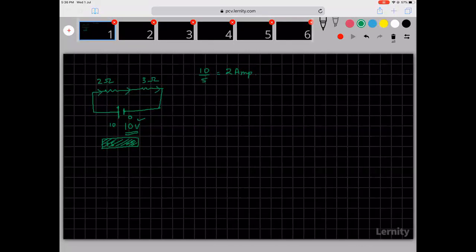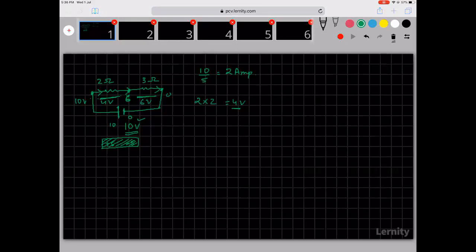Now, if 2 ampere current passes through this, here there will be a potential drop. So that potential drop will be 2 into 2, I into R. So that will be 4 volts. This point here is connected to this, so it is 10 volt. Now here there is a potential drop of 4 volt. So this will become 6 volt. This will become 0. So here there is a potential drop of 4 volt. Here there is a potential drop of 6 volt.